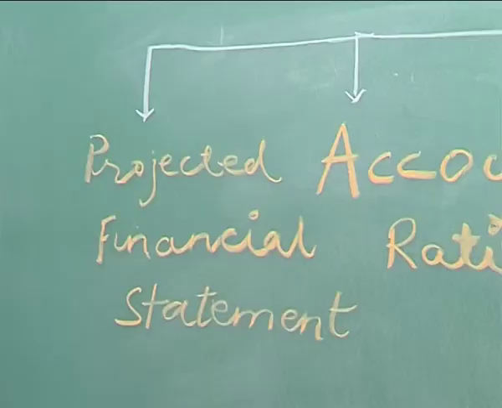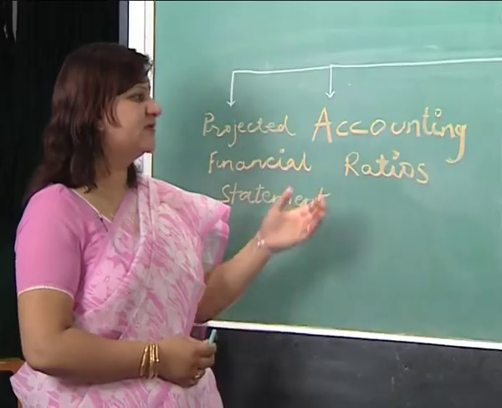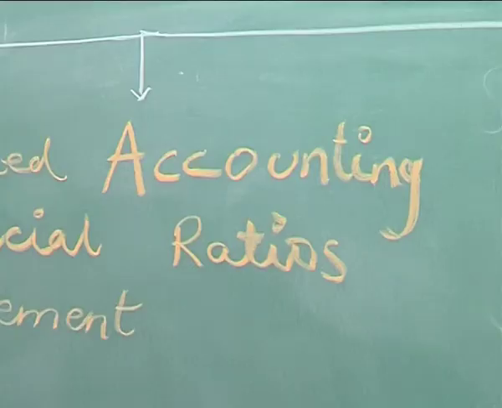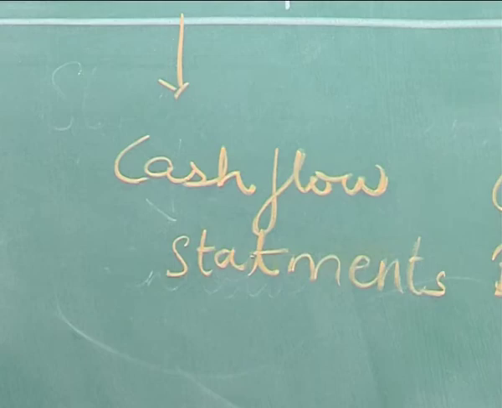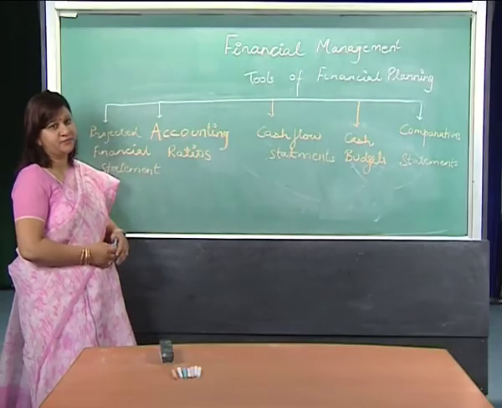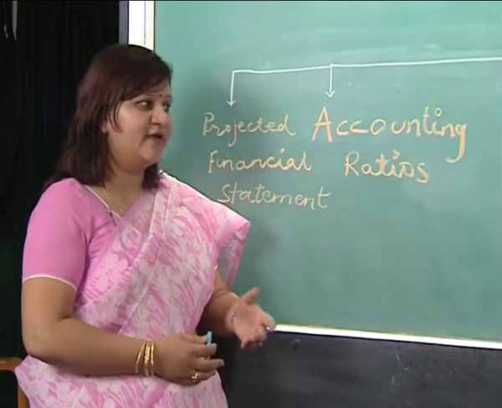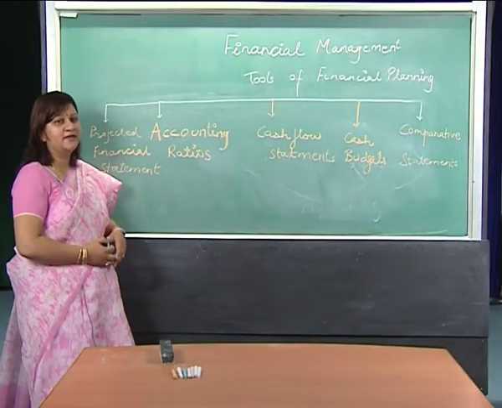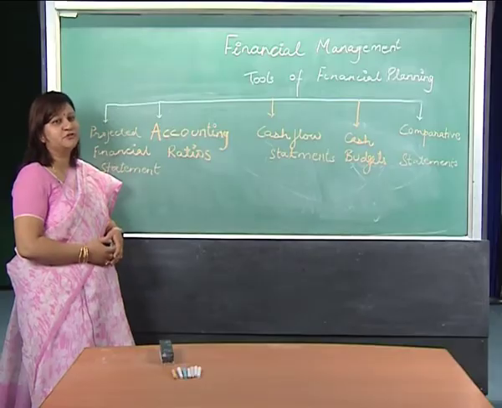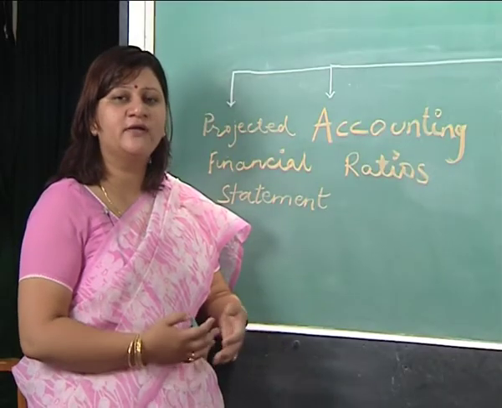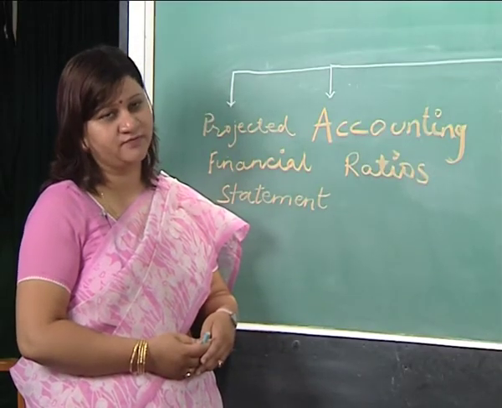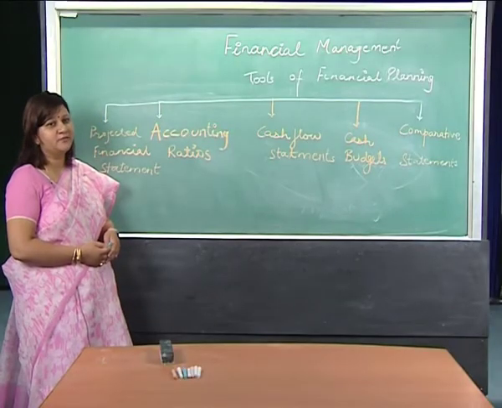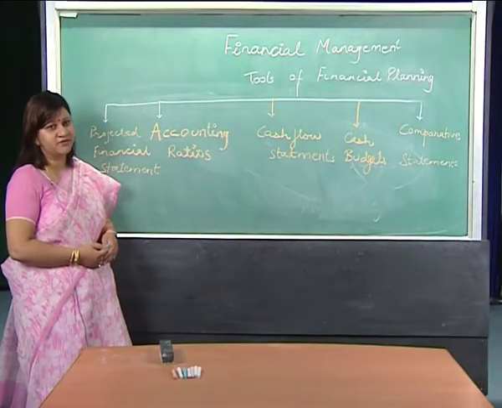First one is projected financial statement. Second one is accounting ratio. Then we are going to learn about cash flow statements and the method of preparing cash budgets. And finally, we will learn the comparative statements which are being prepared to analyze the comparative position of inter-firm organization or intra-firm organization. So, first of all, we are taking projected financial statements.